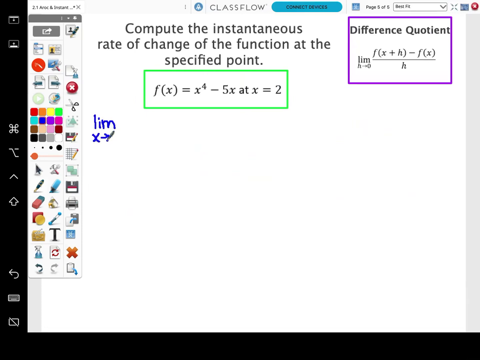Still same formula there, so we fill everything out. We're going to have the limit as h approaches 0 of, to find f of x plus h, you take x plus h and plug it into the f function. So we're going to have x plus h to the 4th minus 5 times the x plus h. And then we're going to subtract all of f of x. So f of x is x to the 4th minus 5x over h.